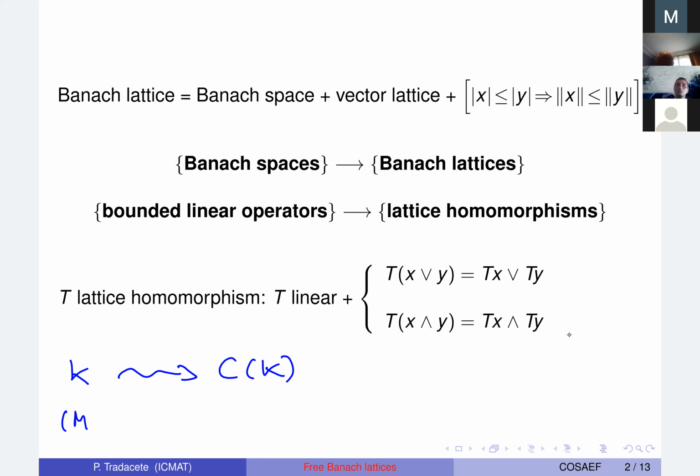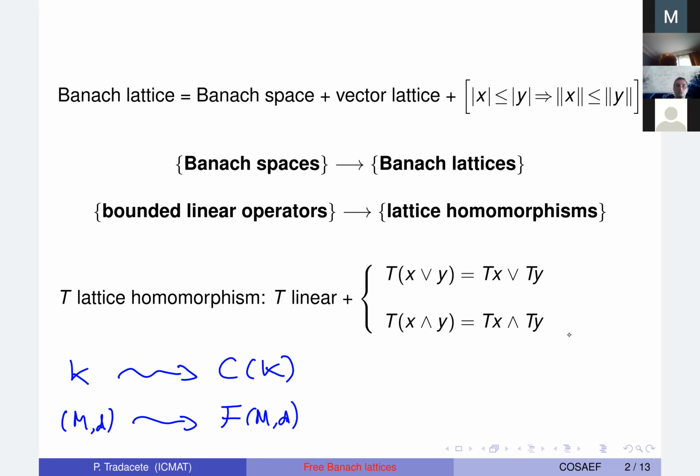Similarly, for a metric space, there's the theory of Lipschitz free Banach spaces, which again associates to a metric space a Banach space, and Lipschitz maps between metric spaces transform into bounded linear maps between the corresponding Banach spaces. So these are the two examples that one could keep in mind as a motivation, to try to grasp what kind of questions one could address with the technology of free Banach lattices.